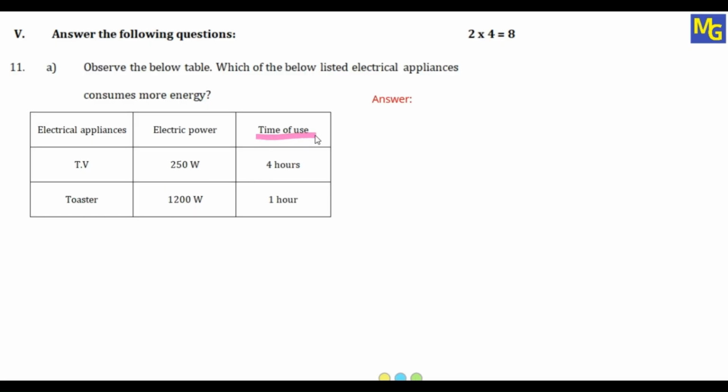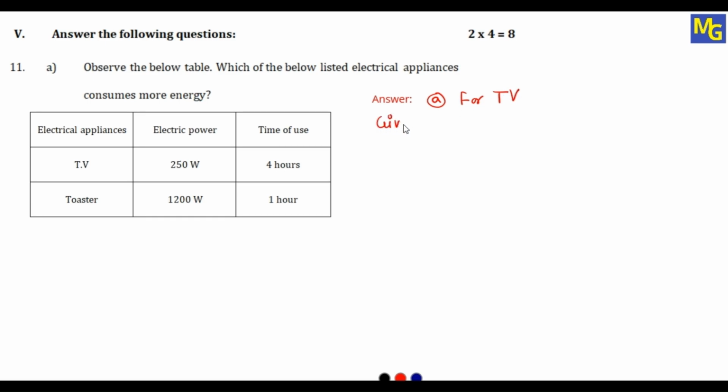Then time of use is given. For TV it is 4 hours and for toaster it is 1 hour. We have to find which of the listed electrical appliances consume more energy, meaning which appliance will consume more energy. So we have to find out the energy first. First we will start with the TV. So write A for TV.